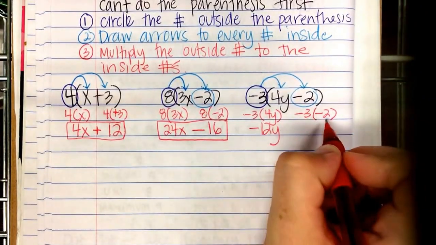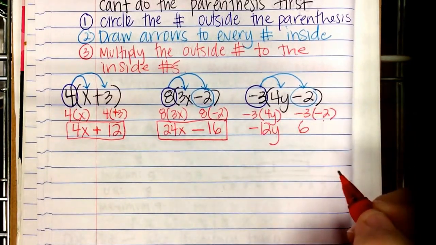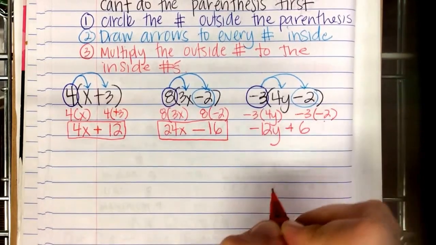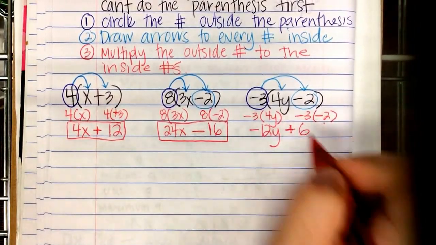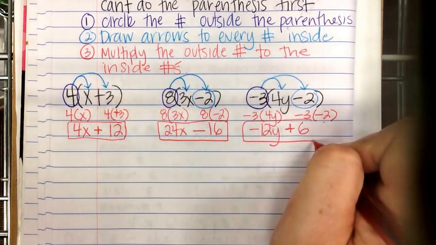What's negative 3 times negative 2? Positive 6, right? But that looks funny. So I'm going to add in the positive sign, which means that it is also read as a plus sign. And I'm good to go.